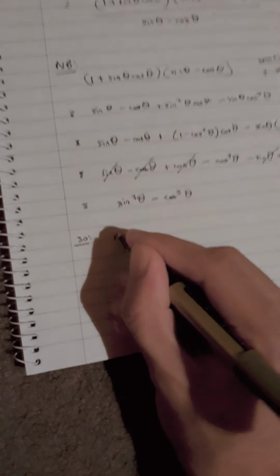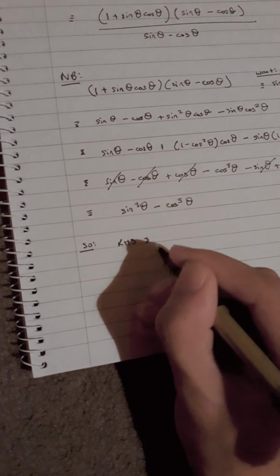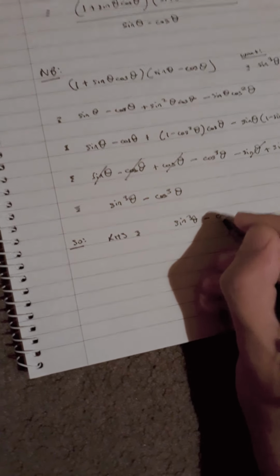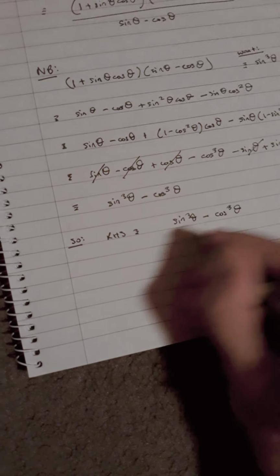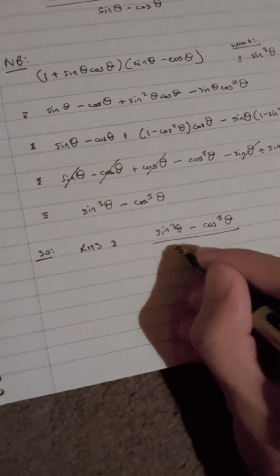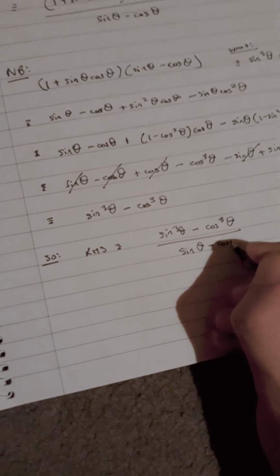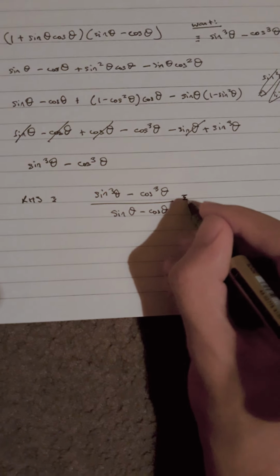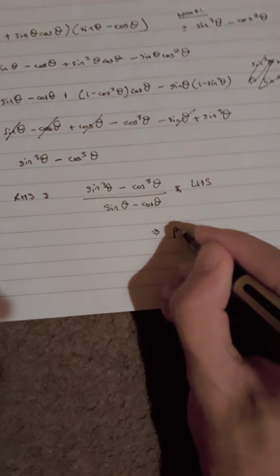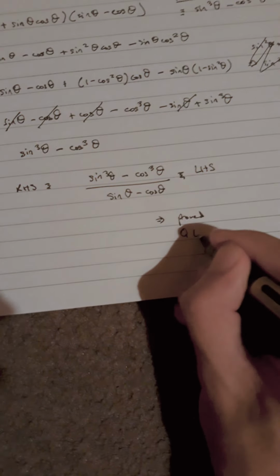So the RHS, the right-hand side, is equal to sine to the power 3 theta minus cosine to the power 3 theta over what we had before, which is sine theta minus cosine theta, which is precisely equal to the LHS, so proved. Or you can write QED.